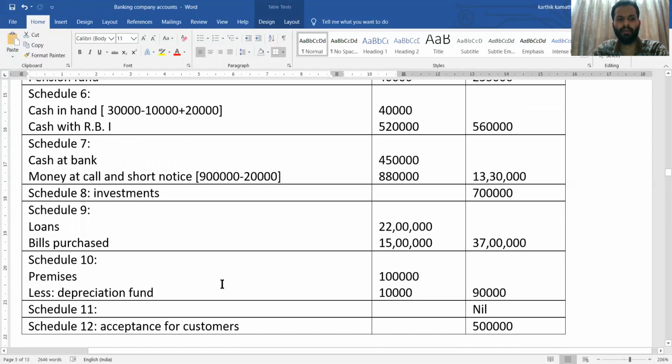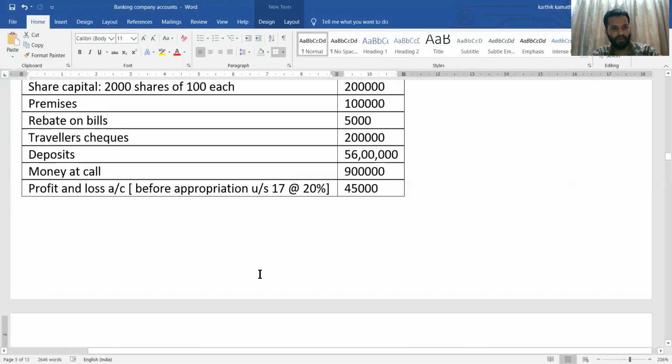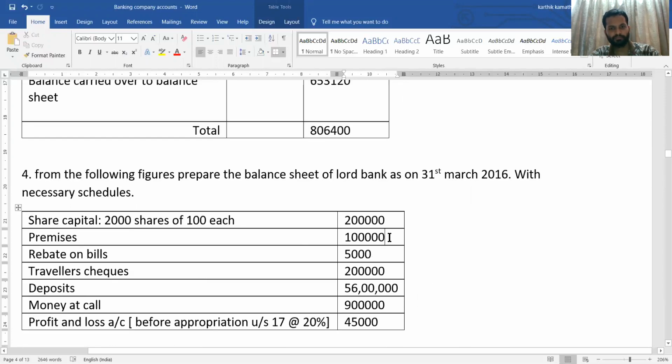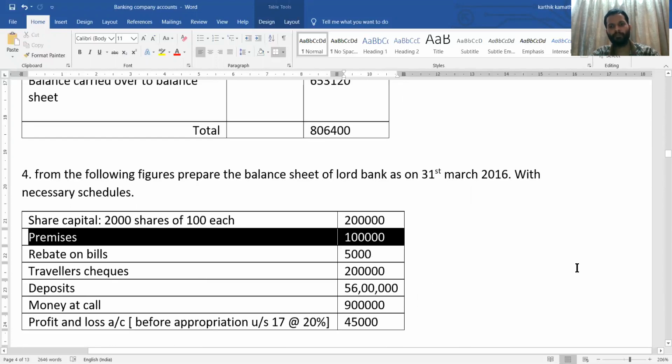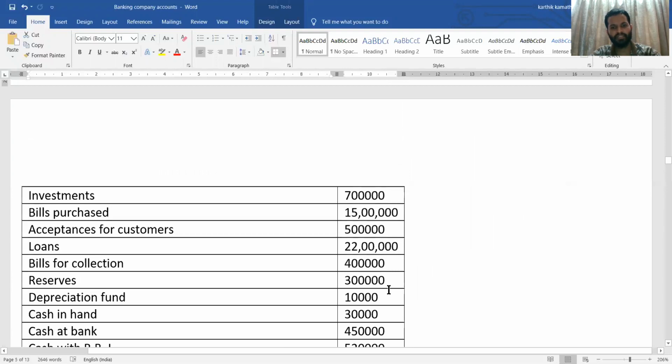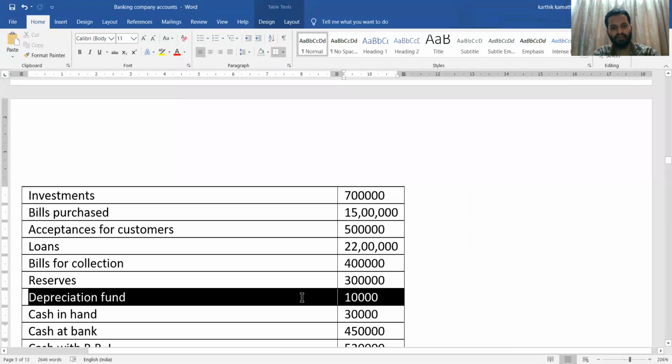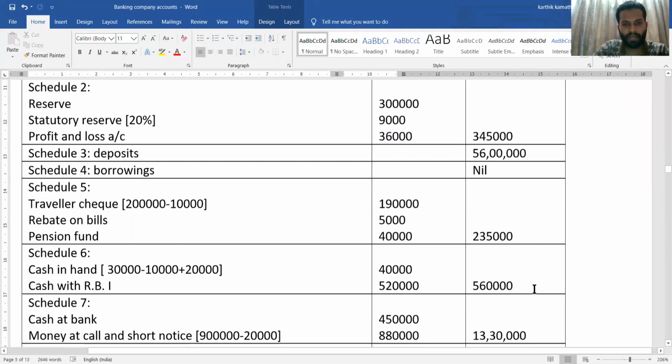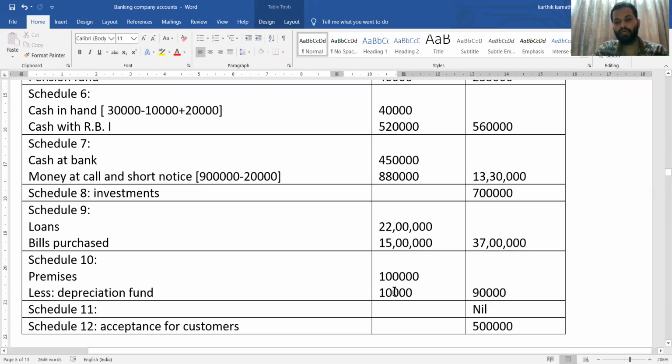And then schedule number 10, premises. Premises are given in the question itself. If you see this information, 1 lakh premises minus depreciation fund. Depreciation fund is given as 10,000. So 1 lakh minus 10,000, schedule number 10, that is fixed asset, 90,000. Other asset information, schedule number 11, is not given, so it is nil.